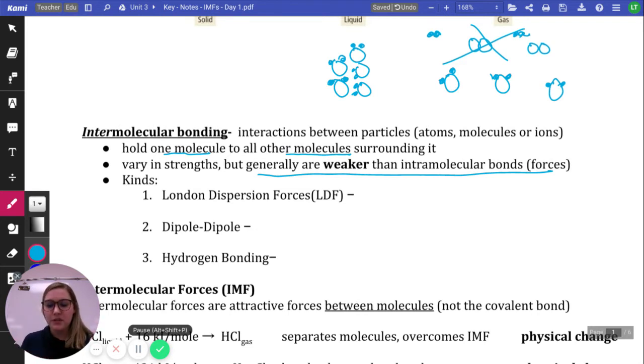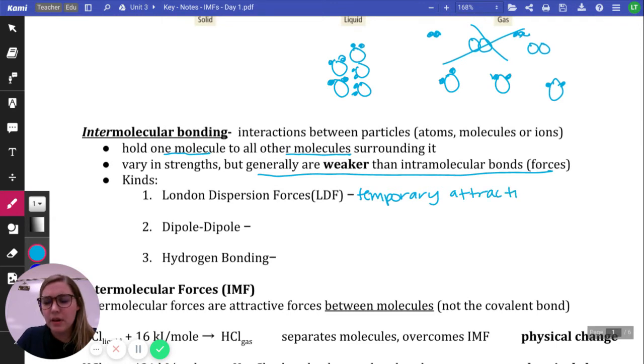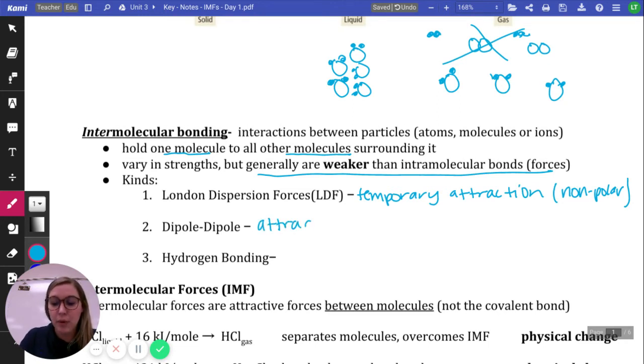And there's three types here. We have London dispersion forces, dipole-dipole, and hydrogen bonding. London dispersion forces are a temporary attraction, and we're going to go in more depth on all of these, but I'm just giving you a very brief rundown of them. They are a temporary attraction that happens between non-polar compounds. And then dipole-dipole is attraction between polar compounds.